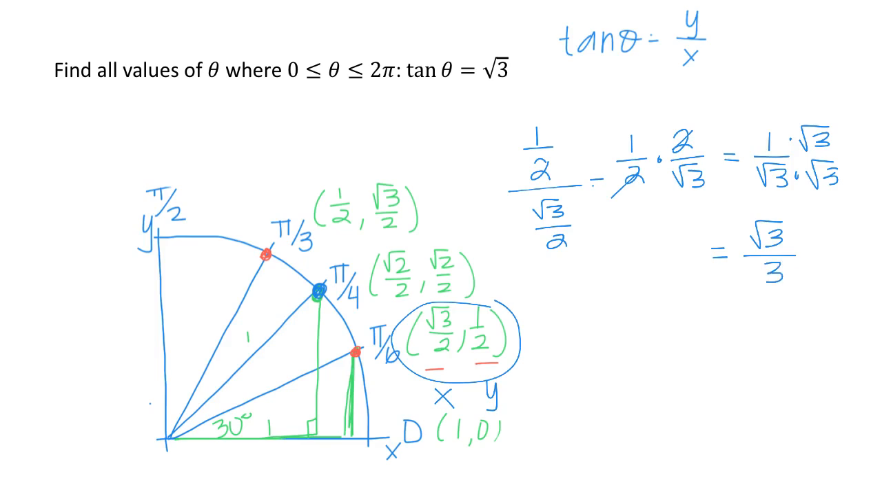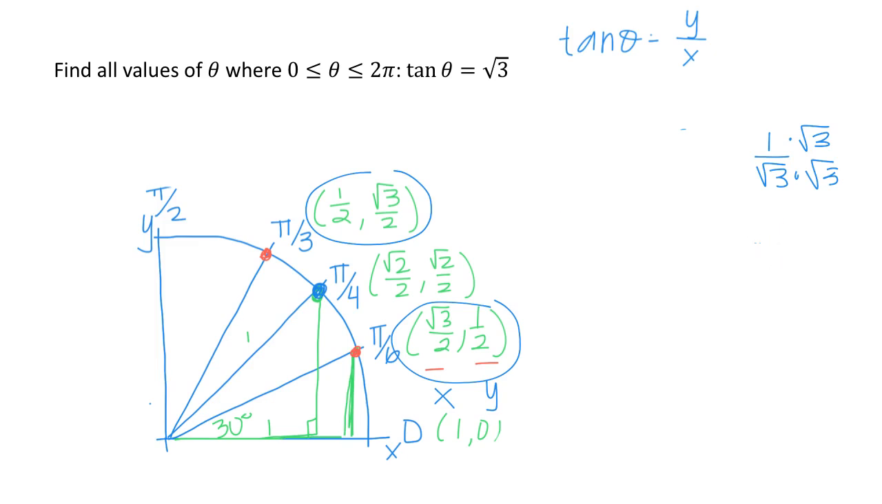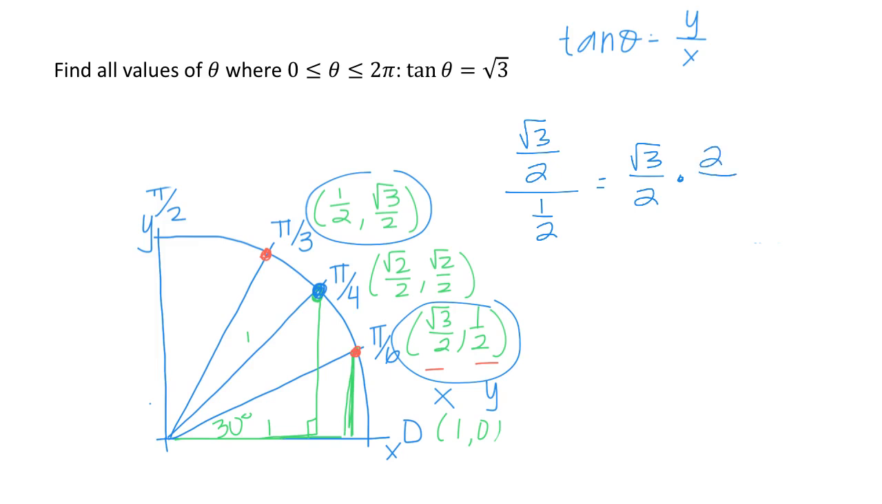So then I'm going to try this coordinate instead and just flip it. If I do root 3 over 2 divided by 1/2, and see if that works. Root 3 over 2 divided by 1/2 is the same as root 3 over 2 times the reciprocal of 1/2, which is 2 over 1. My 2's cancel out, and yay, I get a root 3, which is what I wanted. So that happened at the angle of pi over 3.